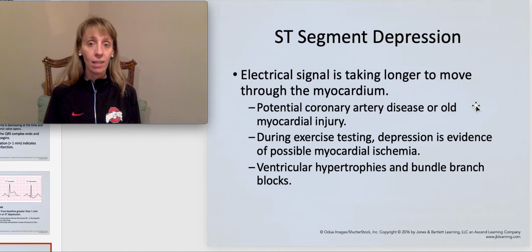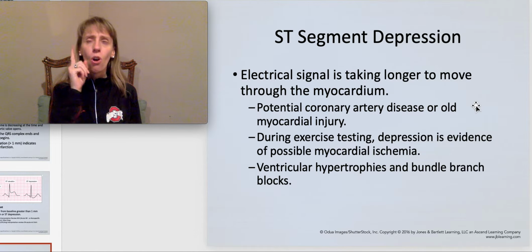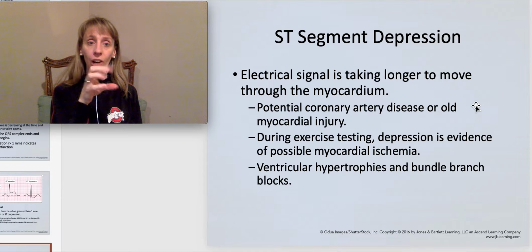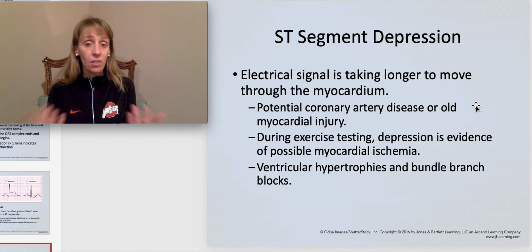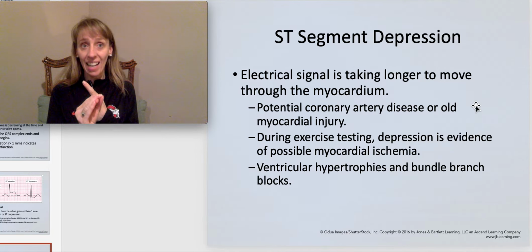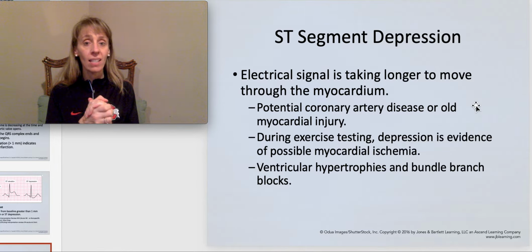So each of those little boxes, we're going to count. So we're looking at ST segment depression. What's happening is the electrical signal is taking longer to move through the myocardium. Think about that. What would delay the action potential from carrying the signal? The delay is going to be disease. So coronary artery disease, myocardial injury, dead cells, necrosis from a heart attack. It's no longer able to conduct, or it's delayed in conducting.